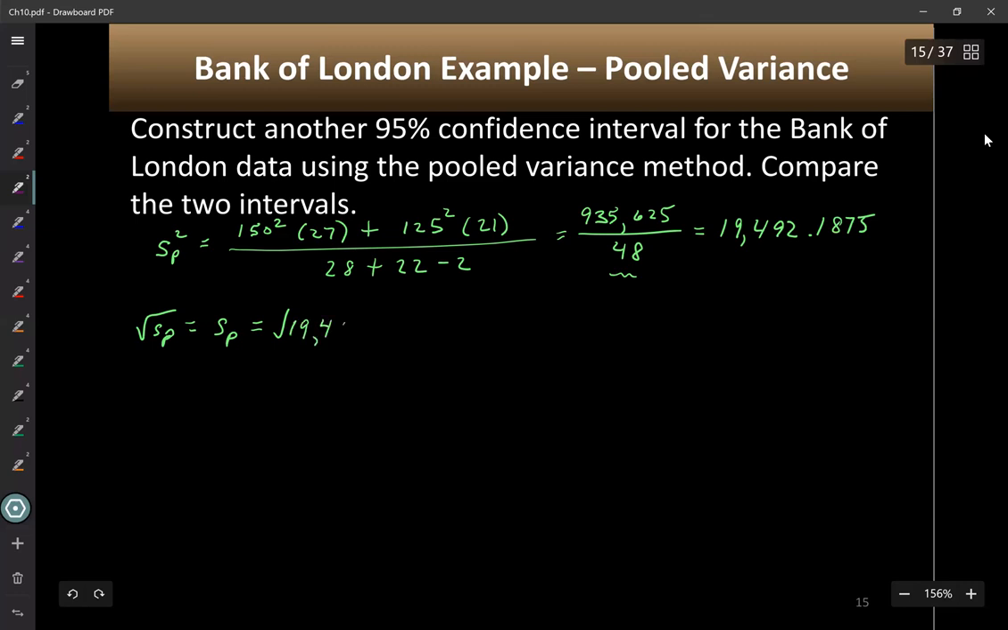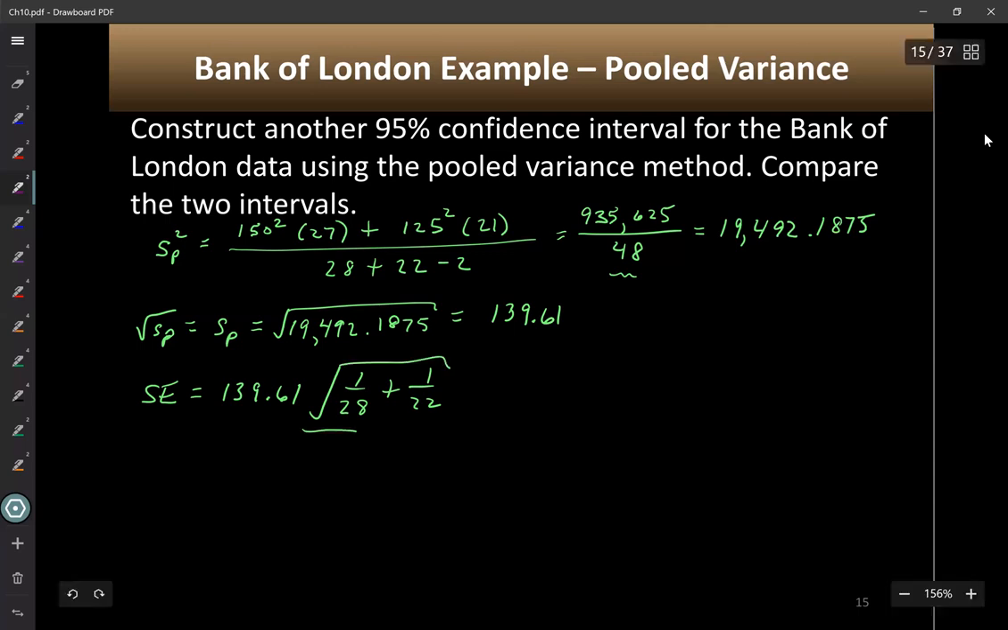We'll just plug that value in that we calculated: 19,492.1875. Take the square root of that, and we get 139.61. All right, now we can calculate the standard error. Now remember, this is the standard error of the pooled variance method. It is different than the standard error of the non-pooled variance method. So we can just plug in 139.61 that we just calculated, times the square root of 1 divided by the size of sample 1, added to 1 divided by the size of sample 2.